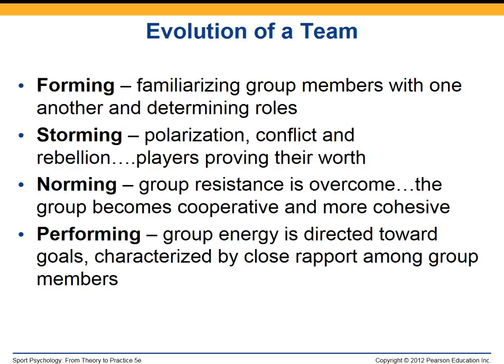So again, the order of events in regards to evolution of a team is first forming, familiarizing group members; storming, kind of the rough patch where everyone's trying to fight it out, seeing who belongs as a starter and who belongs on the bench to begin the start of the match. Norming is when everybody settles in and understands their roles, and then performing is when they actually start working together as a group.